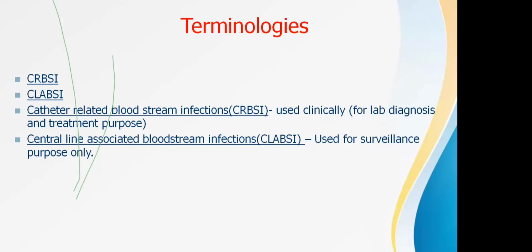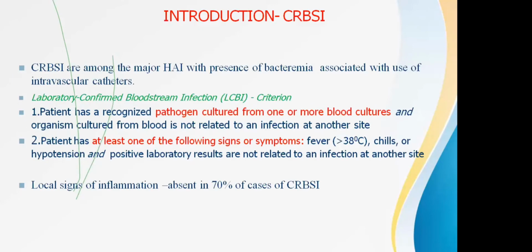So CRBSI, when clinicians talk about it, when microbiologists are labeling it. But as a microbiologist, when you are doing the surveillance part, it is the central line associated bloodstream infection. How do you calculate it? The numerator has to be the number of central line associated bloodstream infections. The denominator has to be the total central line days, multiplied by 1000. So the word about CRBSI, as I said, is important for clinicians.